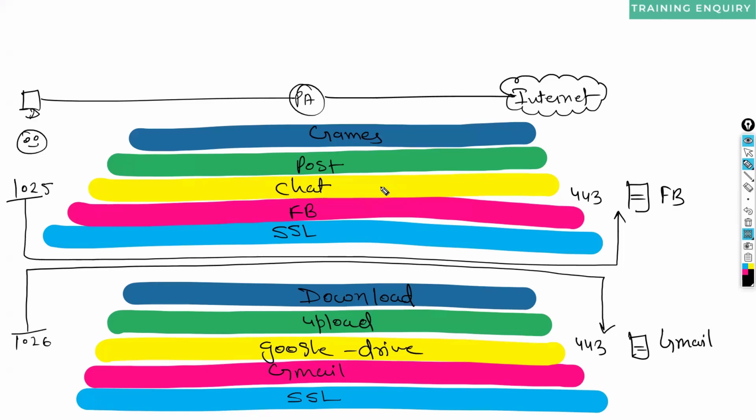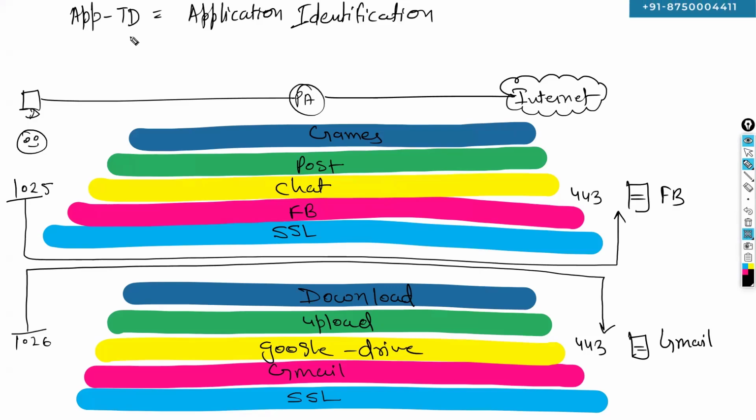Now you can see the connection is the same, but they are using different applications. Now, what can Palo Alto do with the help of App ID? App ID stands for application identification. Now the question is, what is an application?